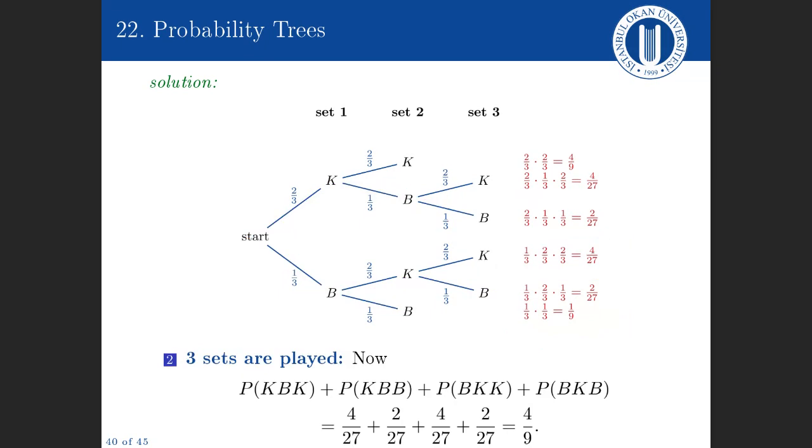What is the probability that 3 sets are played? How could the match have 3 sets? It could be KBK, or KBB, BKK, or BKB. We want these 4 probabilities: 4/27, 2/27, 4/27, 2/27. Add these up and we get 4/9.